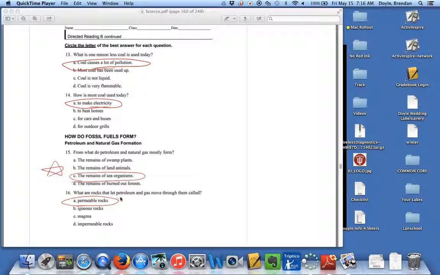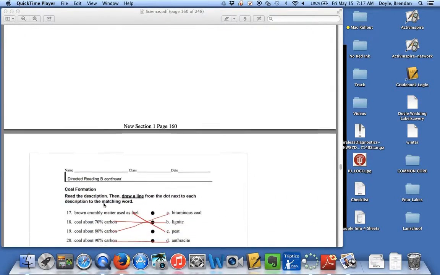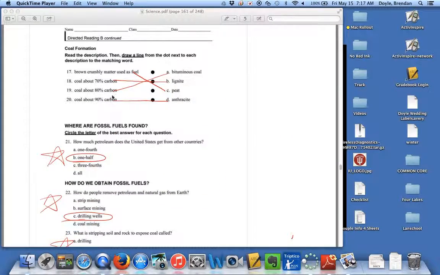16, what are rocks that let petroleum and gas move through them called? Permeable rocks. So in class we looked at limestone, how it is kind of like a sponge for oil. So limestone would be a permeable rock. 17, brown crumbly matter used as fuel is peat. Coal that's about 70% carbon is lignite. Coal that's about 80% carbon is bituminous coal. And coal that's 90% carbon is anthracite coal.